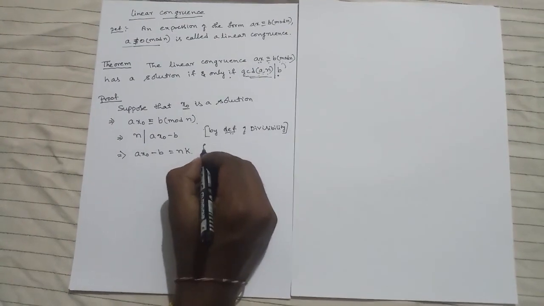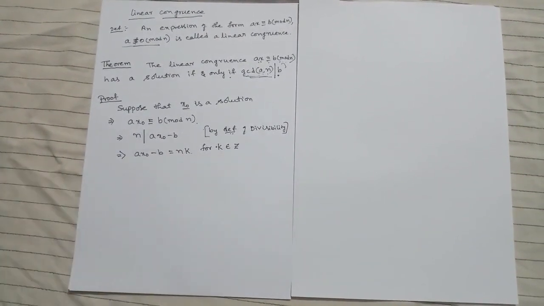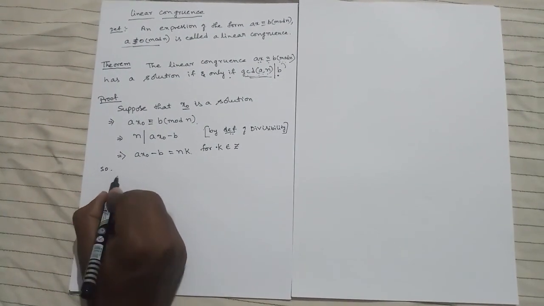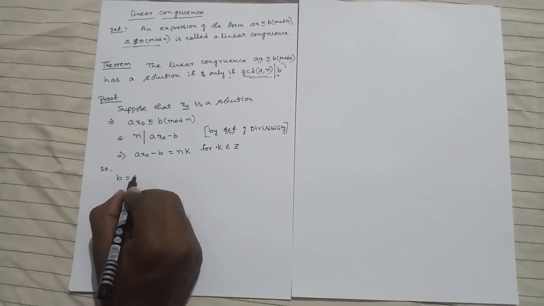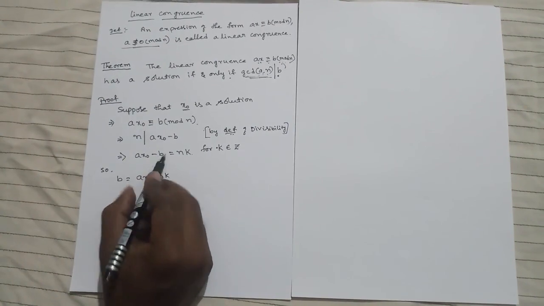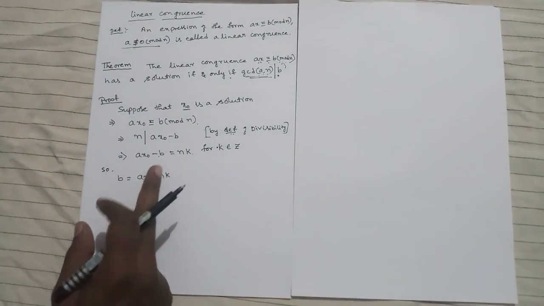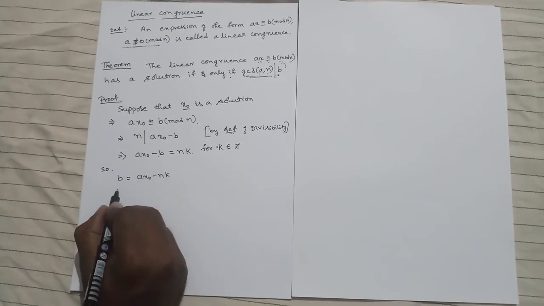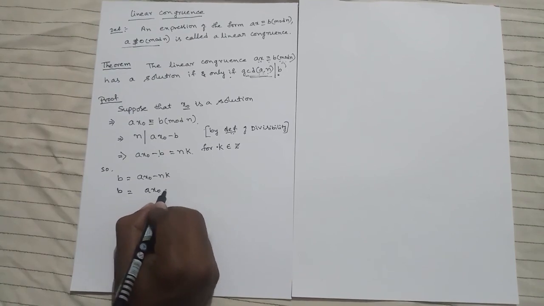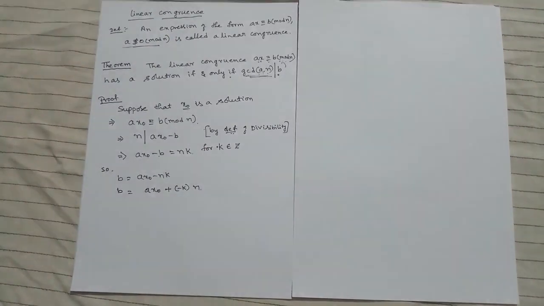So for k belongs to the integers, b equals a x naught minus nk. I will write this as b equals a times x naught plus minus k times n.